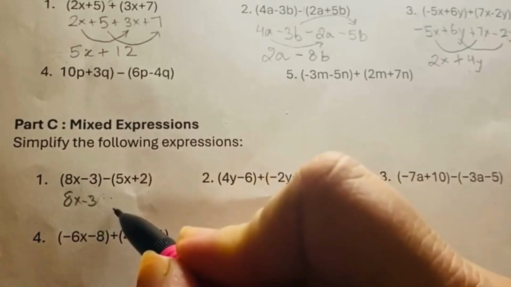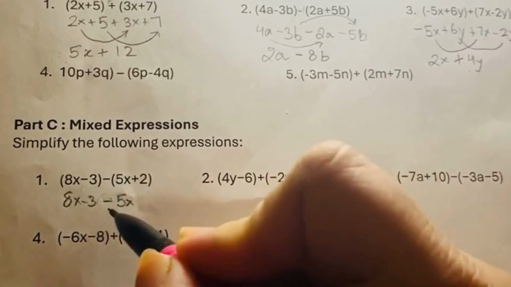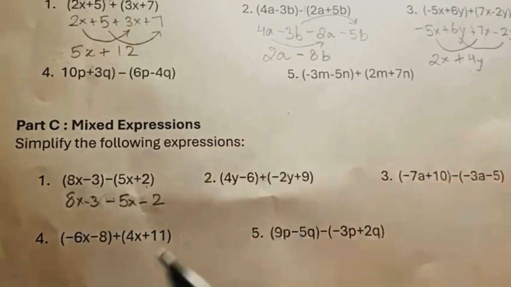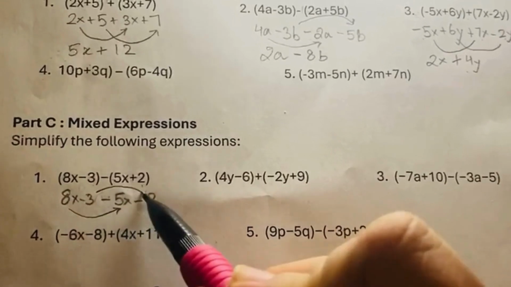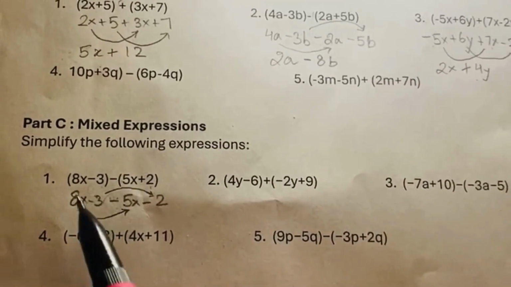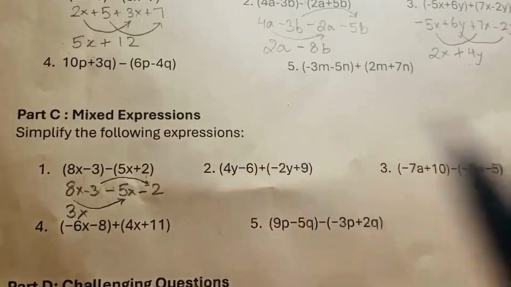Now there's a negative sign, so I am just changing the signs. 5x was positive, now it's negative. 2 is positive, now it's negative. The same thumb rule: x's go together, we can simplify, and constants can be simplified too. So 8x minus 5x is 3x.